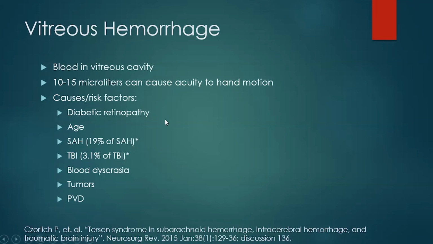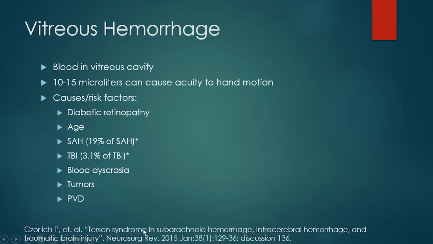Some risk factors to develop vitreous hemorrhage are diabetic retinopathy and just advanced age. Anyone with a bleeding disorder, like a blood dyscrasia, is going to be more likely to bleed here as well. Some tumors, like a retinal tumor, can give you an increased chance of bleeding. And if you've had a posterior vitreous detachment, you actually are at risk for vitreous hemorrhage as well.